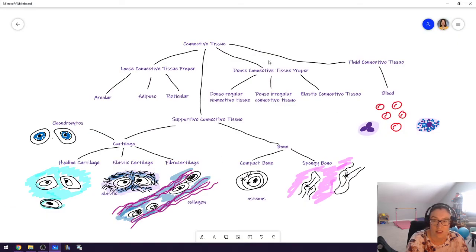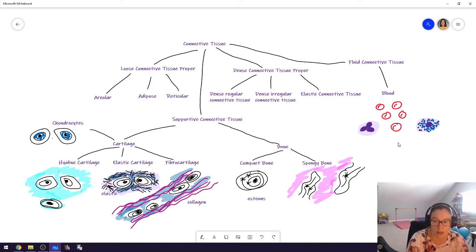And so I put it over here. It's in fluid connective tissues. We could also include lymph as a fluid connective tissue, but it's not often examined, and so we're really just going to be looking at what blood looks like under the microscope. So as you can see, we've got different red blood cells and some different types of white blood cells.